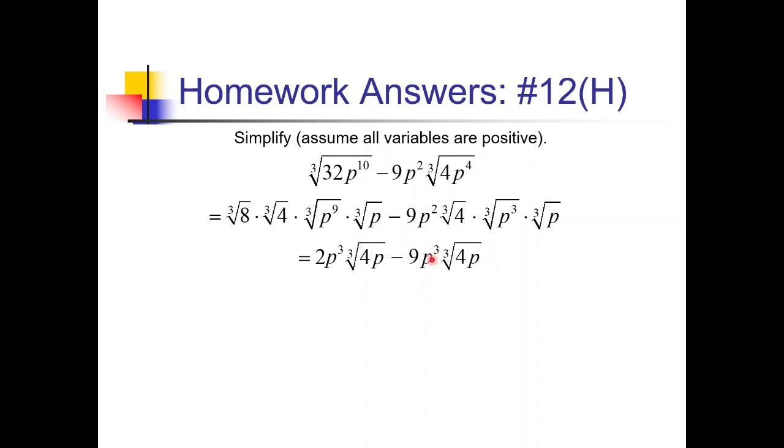So taking a look at the big picture, we have 2p cubed, cube root of 4p, and we have a minus 9p cubed, cube root of 4p. So everything is the same except for the 2 and the negative 9. So these are like terms, crazy like terms, but they are like terms. So we can actually subtract these. 2 minus 9 is negative 7, so we have negative 7p cubed, cube root of 4p.